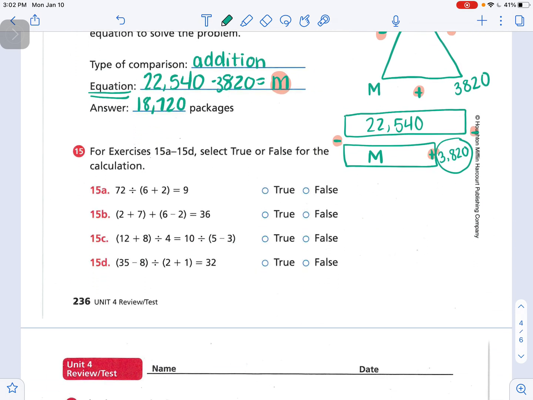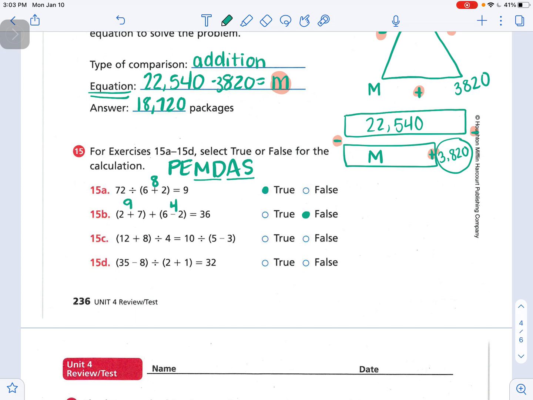For number 15, you're working on PEMDAS. You know I'm going to sing it. First is parentheses, then is exponents, multiply, divide, add, subtract. Yeah, you know this. Okay? So first you do your parentheses. 72 divided by 8 equals 9. That is true. First you're going to do your parentheses. I've got 9 and 4. 9 plus 4 is not 36.